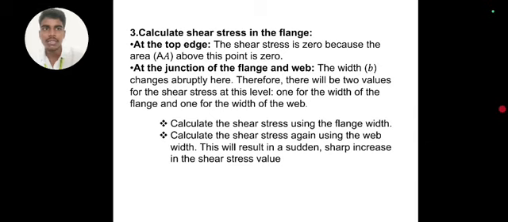Calculate shear stress in the flange. At the top edge, the shear stress is 0 because the area A above this point is 0. At the junction of flange and web, the width B changes abruptly here. Therefore, there will be two values for the shear stress at this level, one for the width of the flange and one for the width of the web.